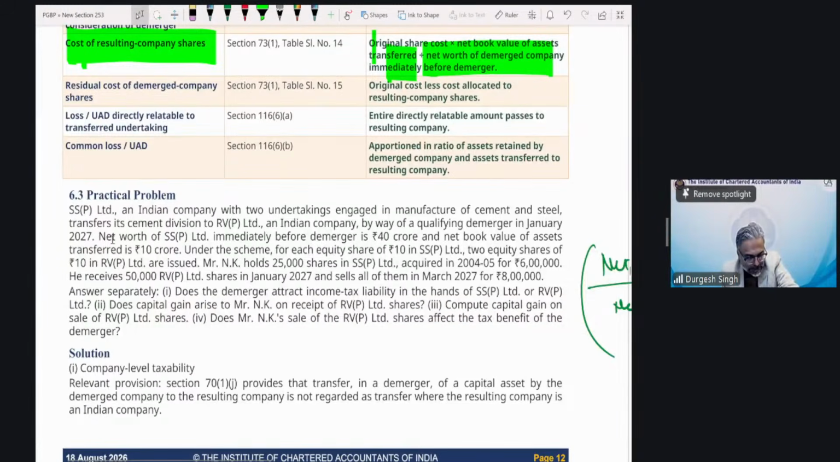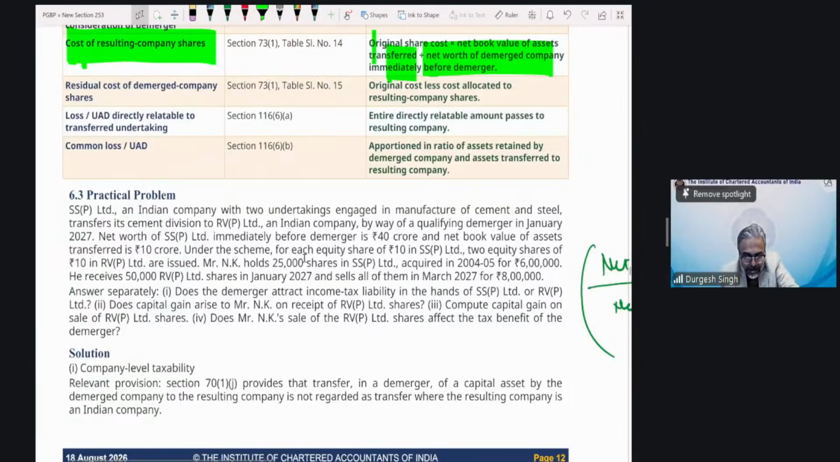Let's take it further, students. Net worth of SS Private Limited immediately before demerger is 40 crores. Net book value of the asset transferred is 10 crores. So the proportion is ready. Net book value of the asset transferred is 10 crores, the net worth of that old company is 40. So one fourth is the proportion to be applied on my actual cost.